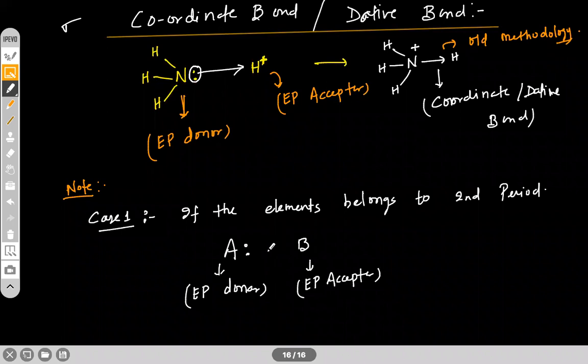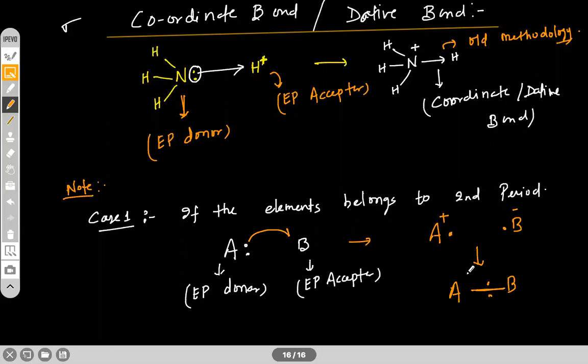So in this case, when the donor atom belongs to second period, then what we assume first is that this donates one electron to this B. Half arrow means only one electron, okay? Then it converts into A with one positive charge because it donates one electron, and B with one negative charge, right? And then we have the sharing of electron between the two because both have one unpaired electron. A makes a bond with B by sharing of electron, positive and negative. This becomes the coordinate bond.